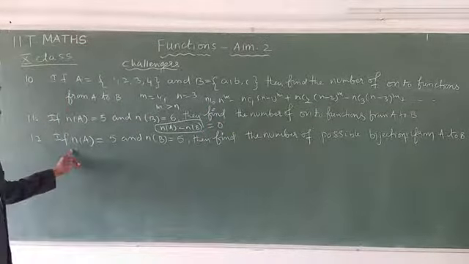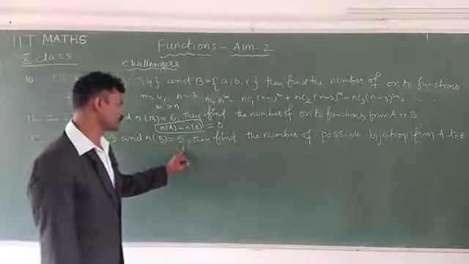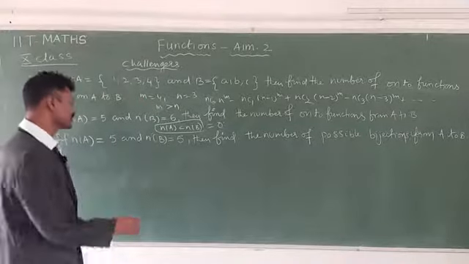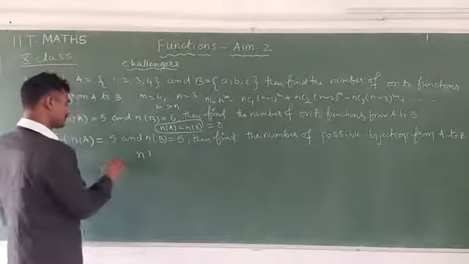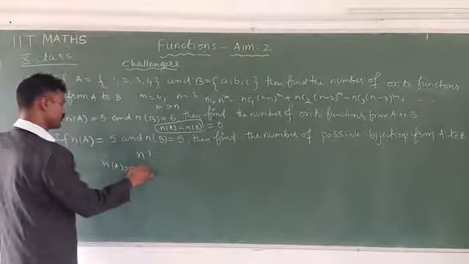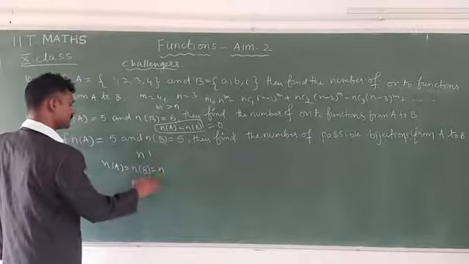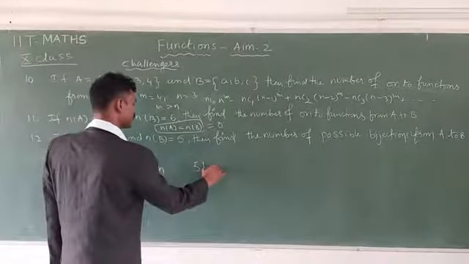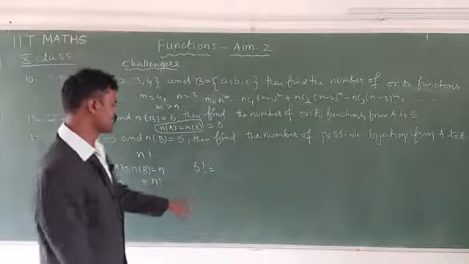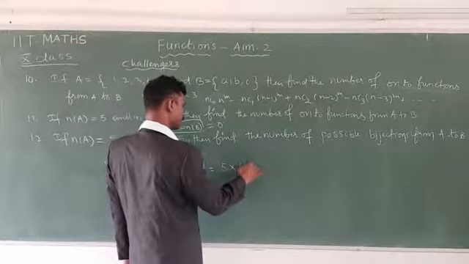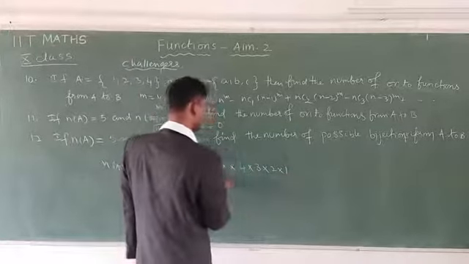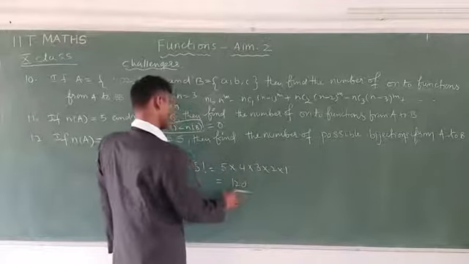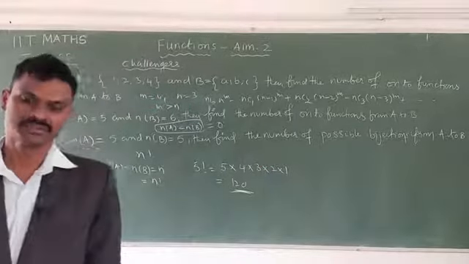Next one, the 12th one. n(A) is equal to 5 and n(B) is equal to 5. Then find the number of possible bijective functions. The number of bijective functions is n factorial, since n(A) is equal to n(B) is equal to n. That's why 5 factorial, which is equal to 120. How to write it: 5 into 4 into 3 into 2 into 1. 5 into 4 is 20, 20 into 3 is 60, 60 into 2 is 120. The number of bijective functions is 120. Note down.